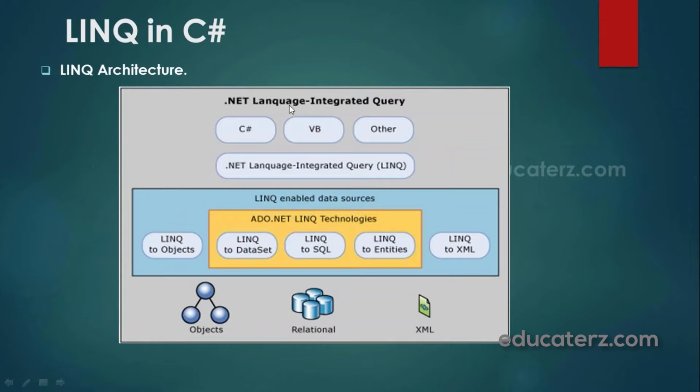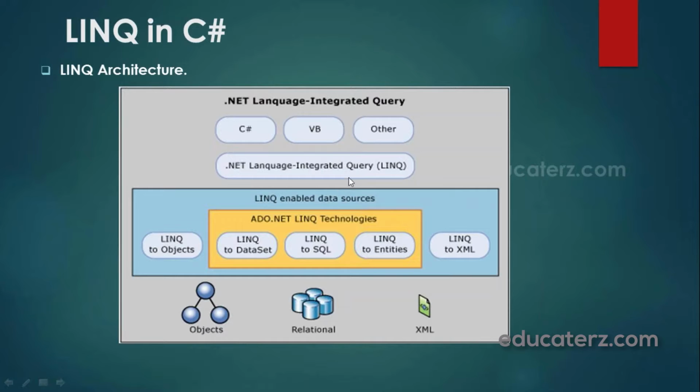See here, this is .NET Language Integrated Query. Whether you are writing your program or code with C#, VB.NET, or any other language, in between we have LINQ, .NET Language Integrated Query. So we have this set of data sources: LINQ to objects, LINQ to XML. This portion is relational database management systems. So again, this is one type of database compared to other databases.